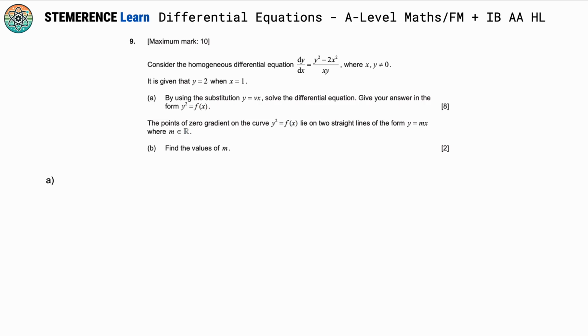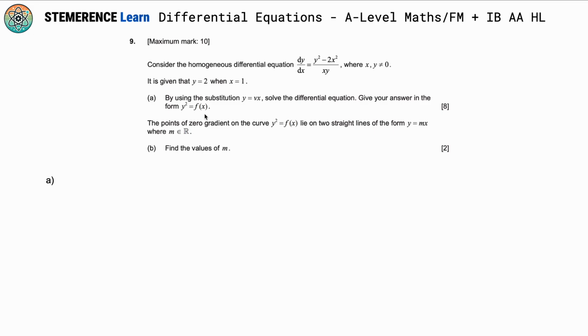Okay, so today we will be solving an IB Maths AHL past paper question on differential equations. This concept is also quite crucial in the A-level further maths curriculum. So we have been asked to consider the homogeneous differential equation, and we have been given that y equals 2 when x equals 1. And we need to use the substitution y equals vx to solve this equation, giving our answer in the form y squared equals f of x.